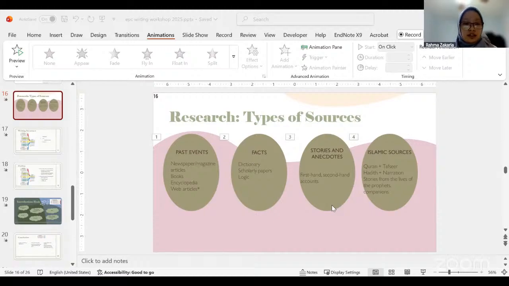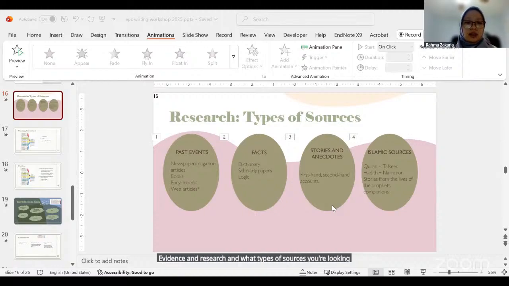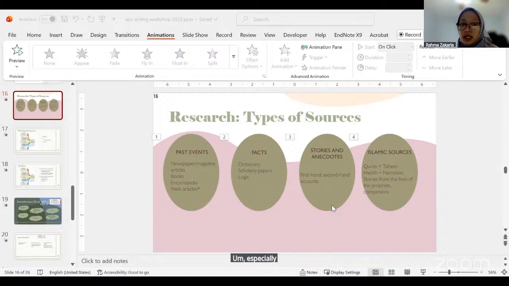But yeah, it's great to see that everyone's thinking about evidence and research and what types of sources you're looking for. Especially in this day and age, you want to be able to verify that the information that you get from online is accurate.